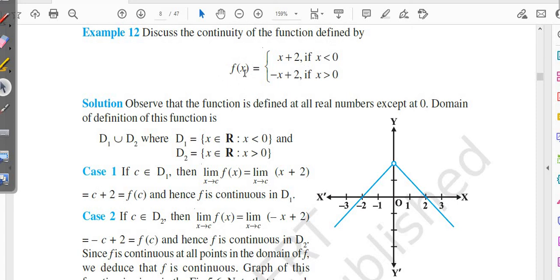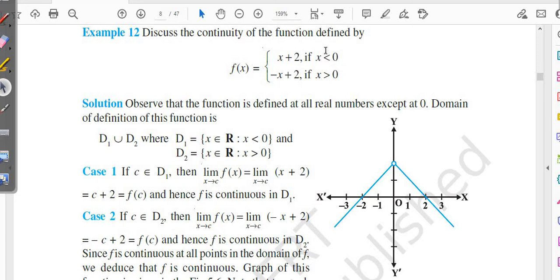So here some function is given. So we are going to discuss the continuity, whether the function is continuous or not. So what is the given function? x plus 2 if x is less than 0. Okay, if x is less than 0, we need to use the first function. If x is greater than 0, we need to use the second function.